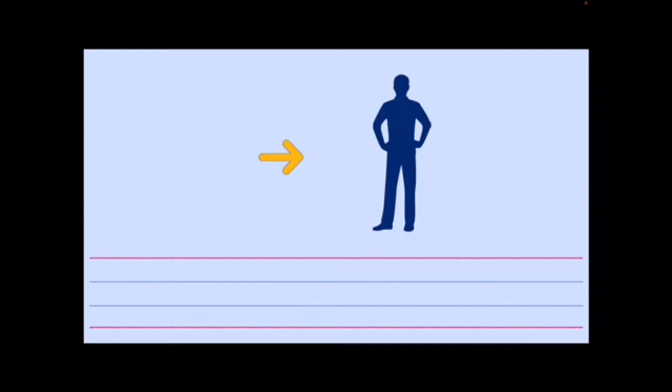I am. He's talking about himself. But this arrow shows us that we are talking about somebody else. Now we could say a man is standing, but we could also use his name. Scott is standing.